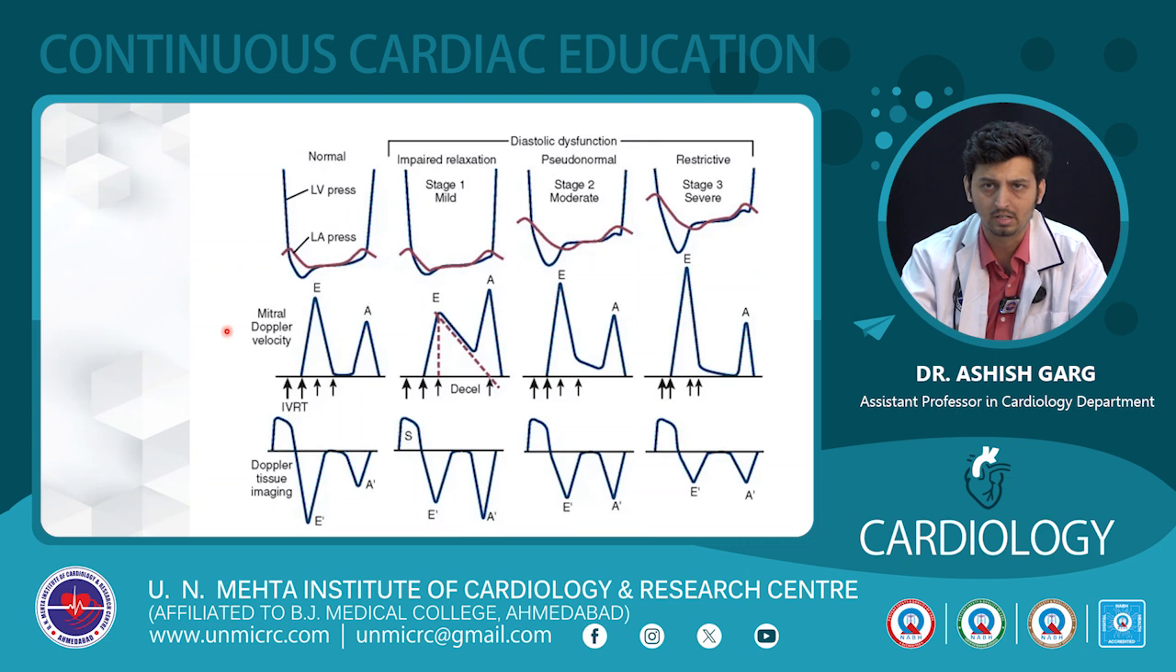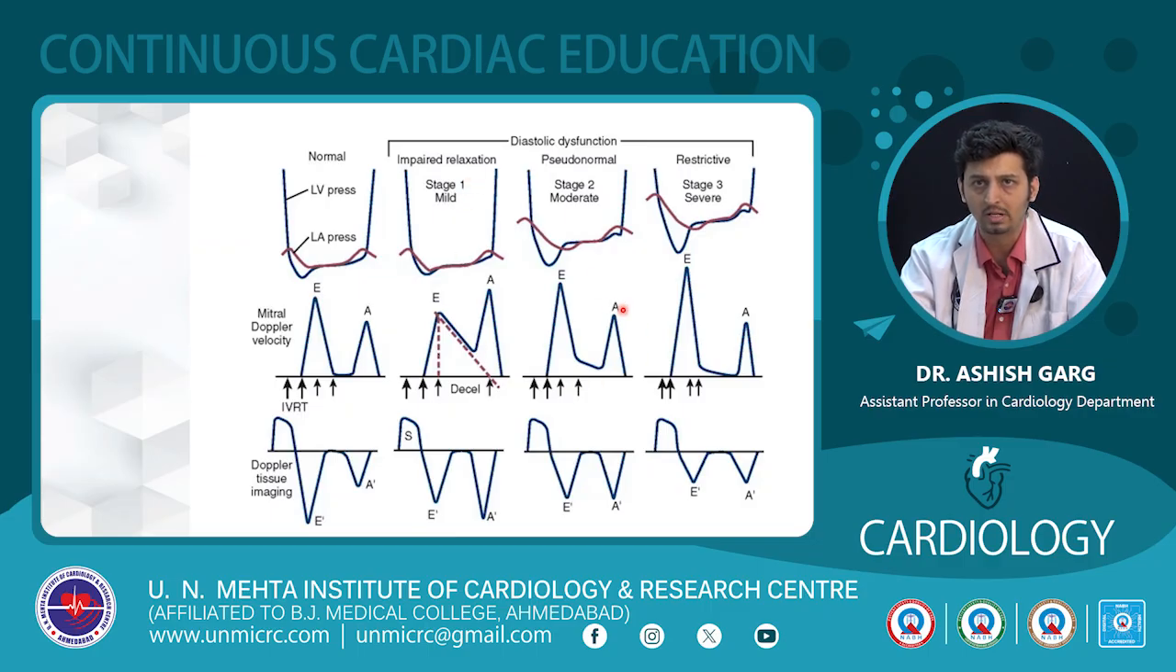So this diagram beautifully depicts the changes in the mitral Doppler velocities with the increasing grades of diastolic dysfunction. This is a normal trace, and here we can see that the E wave is less than the A wave. So this is stage 1 or impaired relaxation.